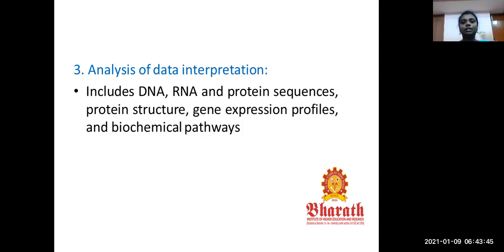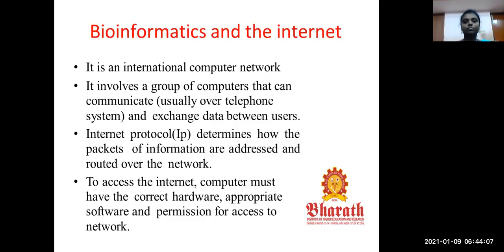Here, what they are trying to tell is that it includes DNA, RNA and protein sequences, protein structures, gene expression profiles and biochemical pathways. We are able to analyze all of these here. So analysis and data interpretation includes DNA, RNA, protein sequences, protein structure, gene expression profiles and biochemical pathways. So this is about the components of bioinformatics.